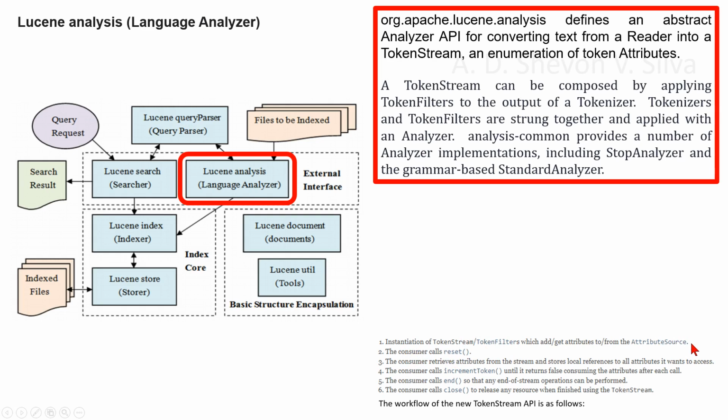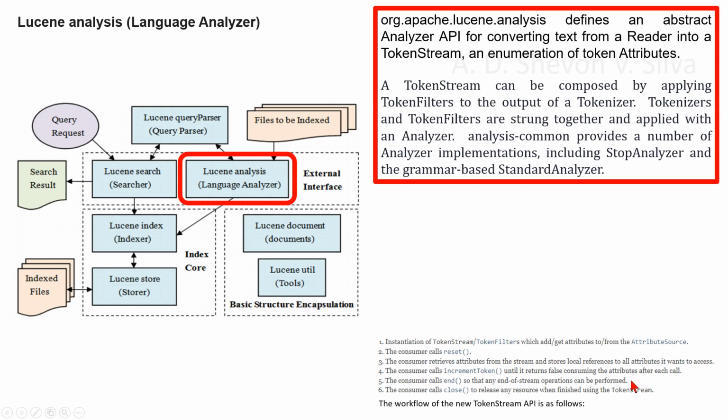One, instantiation of token stream, token filters which add or get attributes to or from the attribute source. Two, the consumer calls reset. Three, the consumer retrieves attributes from the stream and stores local references to all attributes it wants to access. Four, the consumer calls the increment token method until it returns false, consuming the attributes after each call.